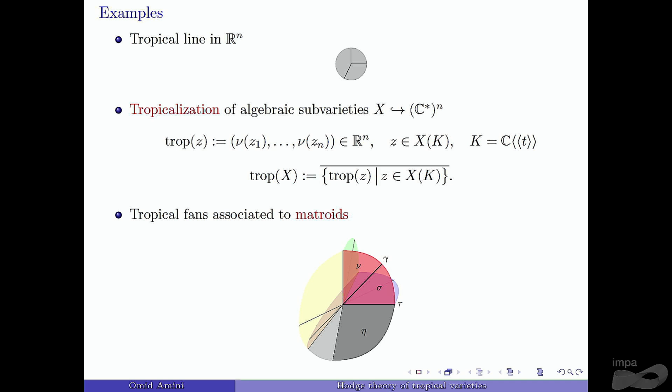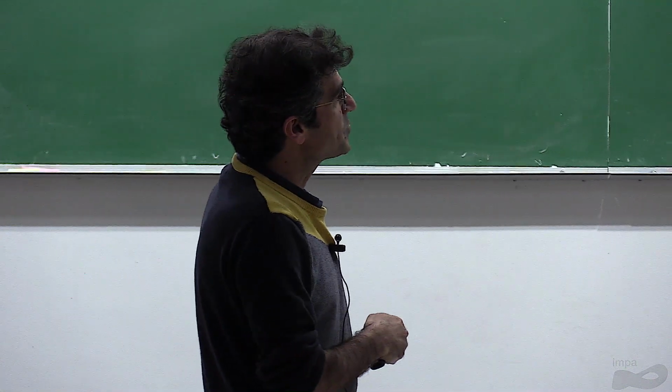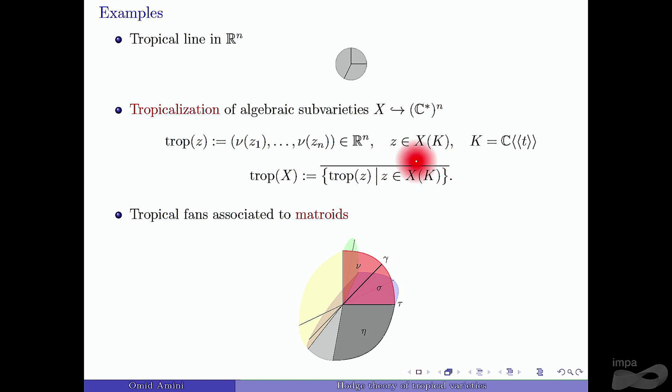But you are not interested in the solutions themselves. You are interested just in the minimal exponent of the parameter T in each coordinate. That is described in terms of valuation: you have the T-adic valuation defined on the field of Laurent power series in T. Then you tropicalize each point Z, a solution of that system of polynomial equations, by remembering just the T-adic valuation of the coordinates. This gives you an element of R^n. If you are working just with Laurent power series, you just get integer points.